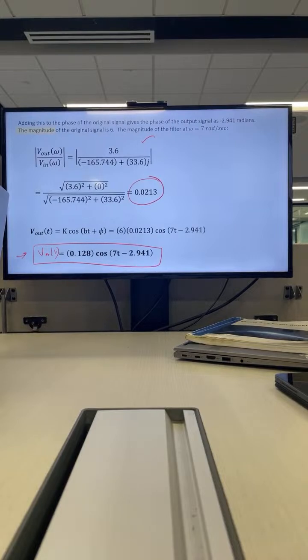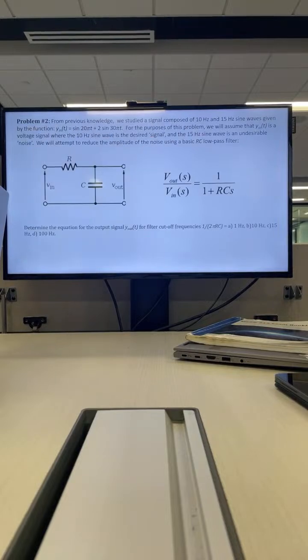So this corresponds to k, that is nothing but 0.0123, and this 7t, that is the omega, equal to 7 minus 2.941. So this is going to be your final result. Okay, now let's pass on to the next example.